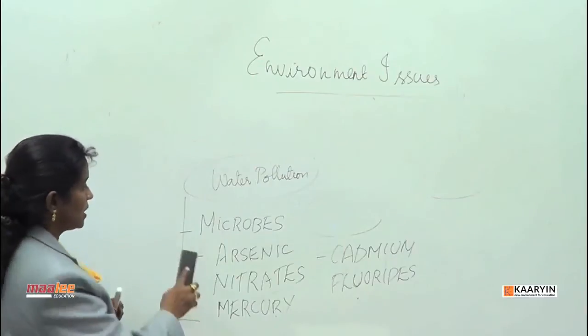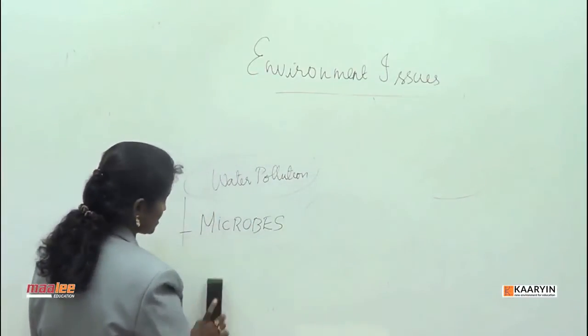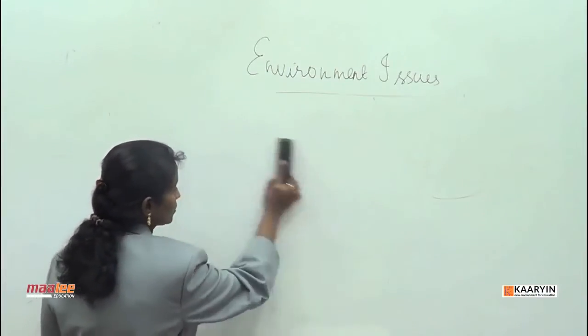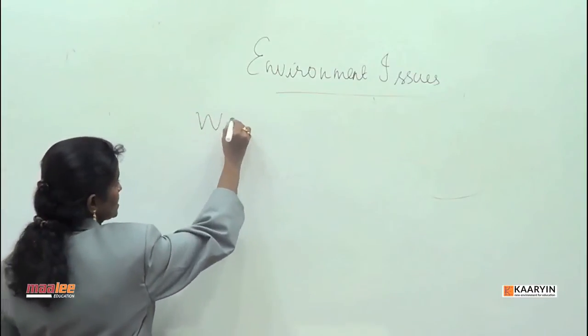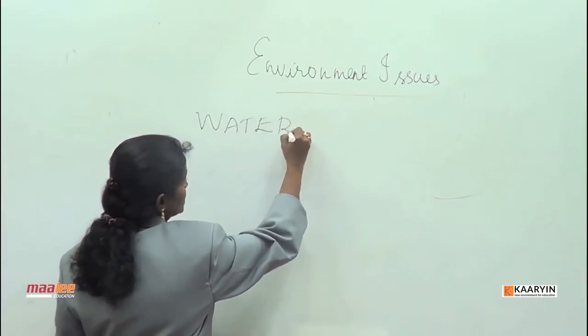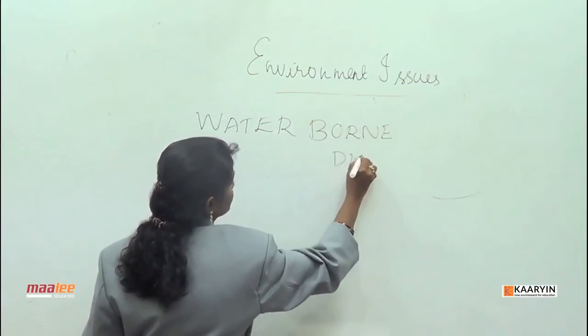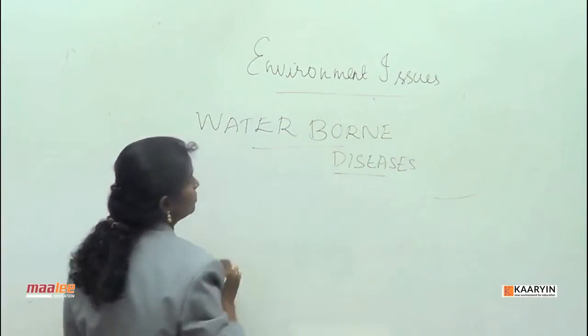Now let us talk about the other one, which is microorganisms. If microorganisms are present, what are the diseases which come as a result? The microorganisms are responsible for waterborne diseases. We call them waterborne diseases. Some of which could even be communicable diseases.